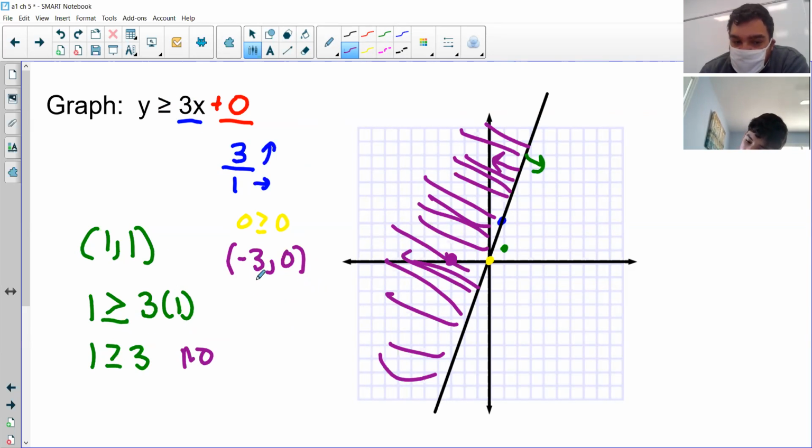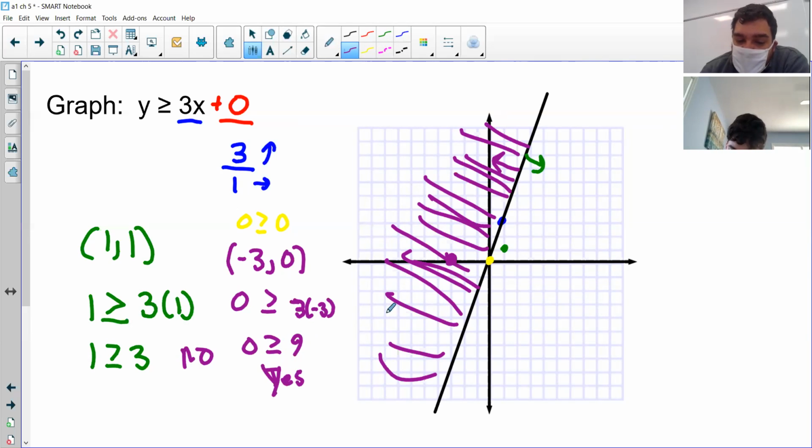So let's say if I pick purple, I put something like -3, 0. Now, if I were to plug it into y is greater than or equal to 3x, 0 is y, x is -3. So 0 is greater than or equal to 3 times -3, which would make 0 greater than or equal to -9. This happens to be true, so yes, it is a solution. So I would color towards the purple, which is the same thing as coloring away from the green. So you literally could pick any point that's not on the line.